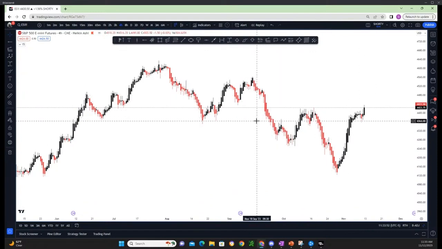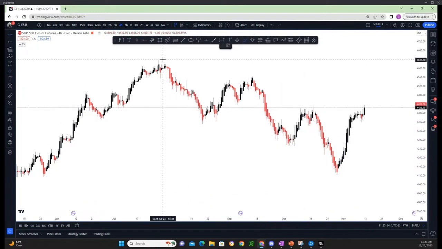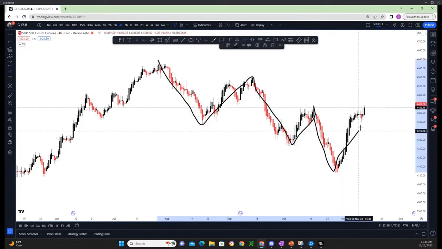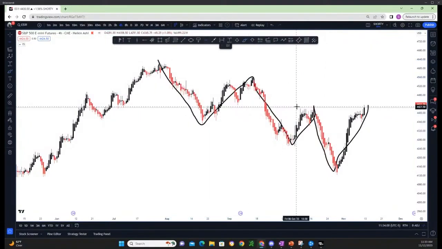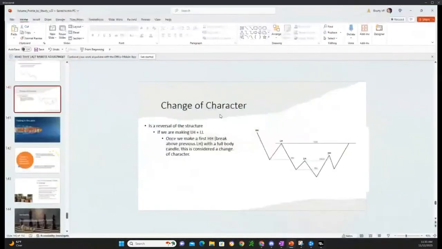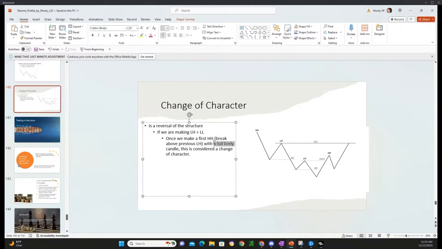What do we want to see? Is this considered a break right here? Is this what I call change of character here? No, nope. It's just a wick. There, almost. In the PowerPoint, does anyone recall that there's a slide? Yeah. Because it's just the wick versus the full candle.